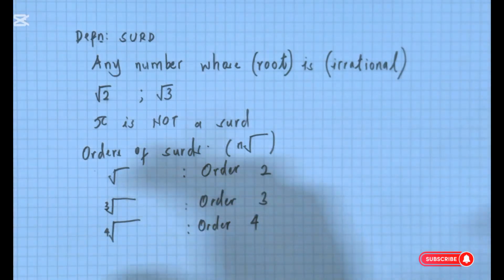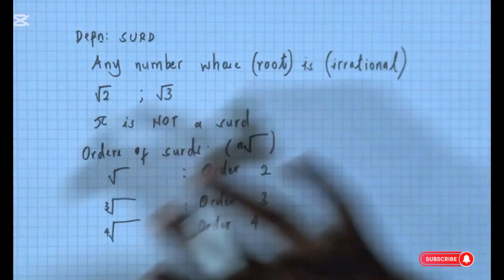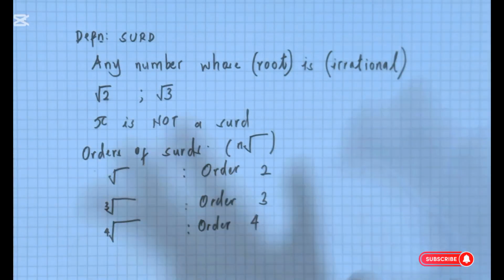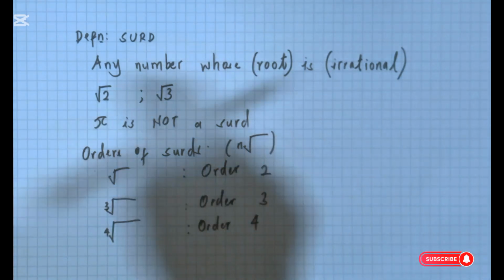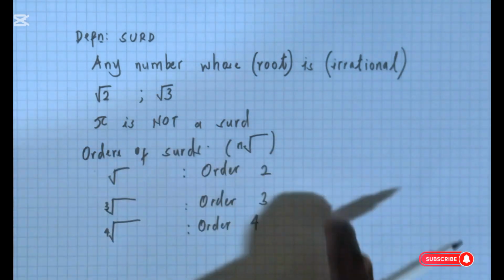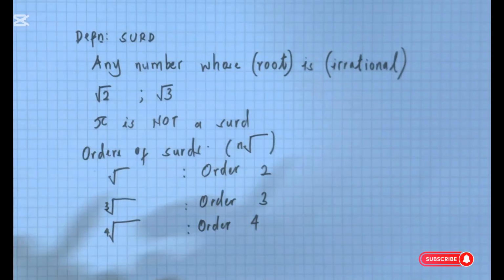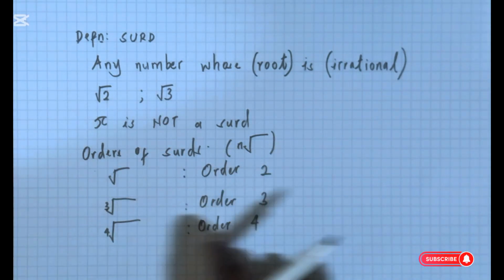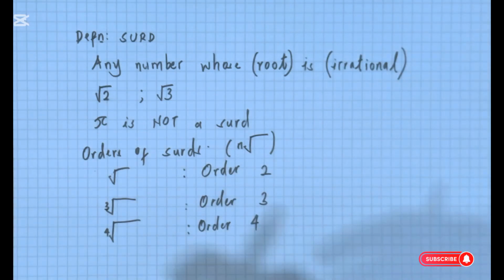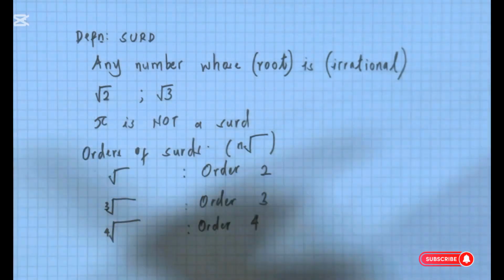So those are the different orders of surds, and I want you to get accustomed to that. Basically, these are two different surds. Let me just leave it at that. A surd of order 2 is different from a surd of order 3 and a surd of order 4. That is one thing I also think you should be able to know.